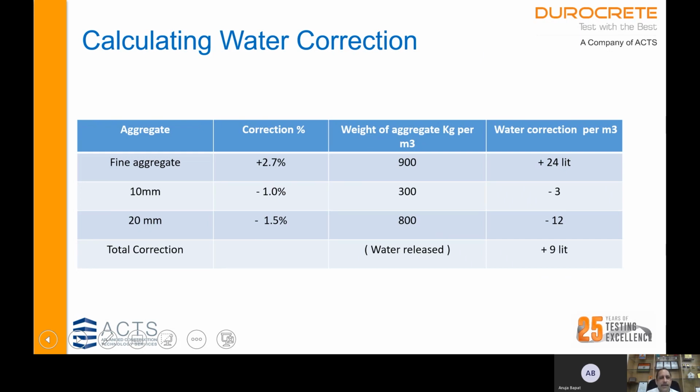And similarly, 20 mm aggregate being minus 1.5% total moisture on a weight of 800 kgs. So it is going to absorb 12 liters of water from the system. So overall, we are finding that total 9 liters of excess water is added as a result of fine aggregates and coarse aggregates. So we need to make a correction for that.